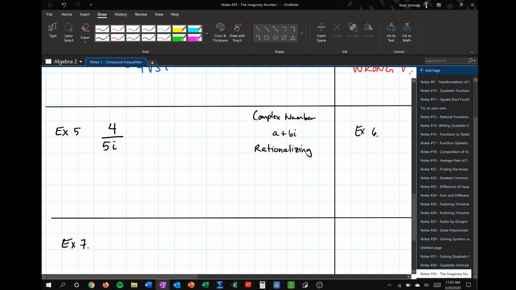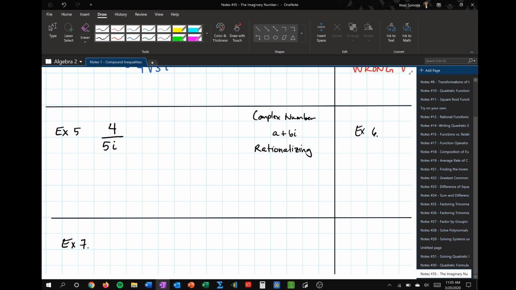Okay, rationalizing is the process of getting the i out of the denominator. Rationalizing is common in other types of problems. Like if you have a square root in the denominator, there's a way to get the square root out of it. Very similar to what we're doing here. So the process is to just get rid of it so that we can move it into the numerator. All right, so how do you do that?